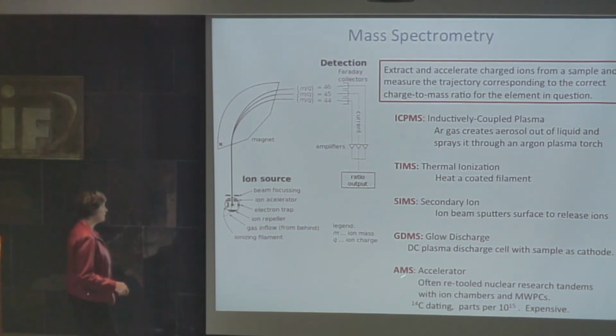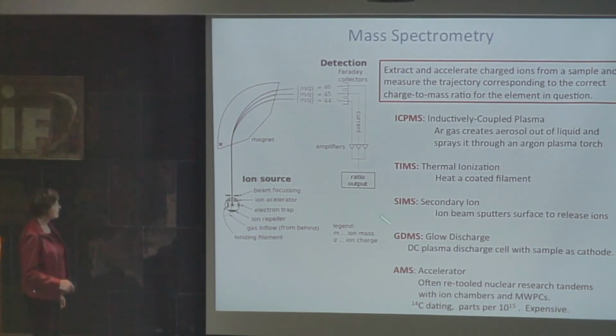Glow discharge, and of course, actually using an accelerator. And this is often old nuclear research tandems that are used. And then the detectors are MWPCs or ion chambers. This tends to be quite expensive, and the rest are pretty much approximately the same. Our field uses ICP-MS a lot.